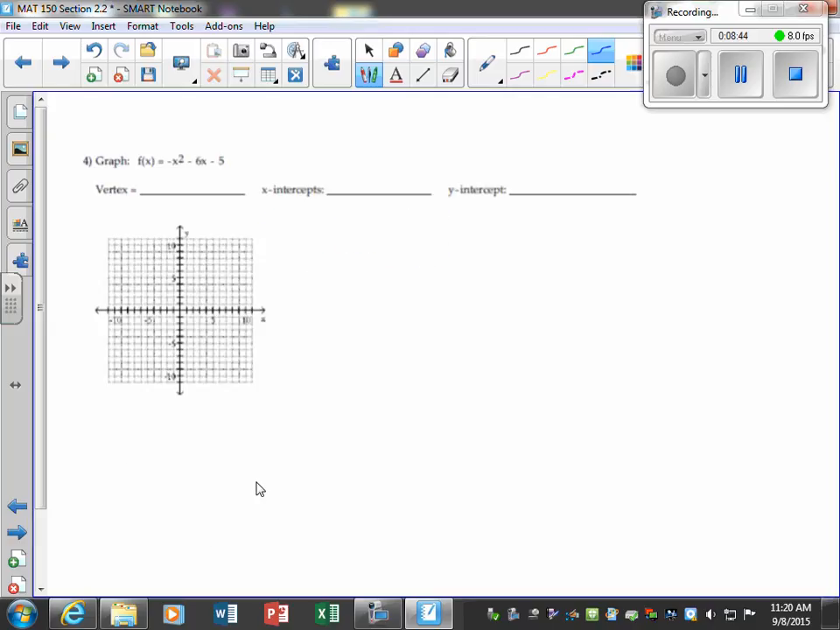Alright, so now we actually have one that we're going to work with. It's hard to see, so the given function is negative x squared minus 6x minus 5. We want to know a few things. We want to know our vertex, our x-intercept, and our y-intercept. Okay, in this one, what is A equal to? Negative 1. What is B equal to? Negative 6. And what is C equal to? Negative 5. Okay, I can't look at that, it's not in standard form, and spit out my vertex.